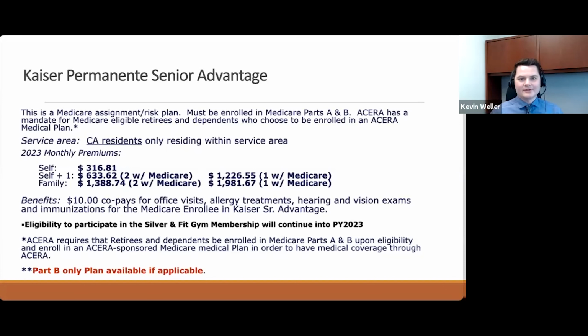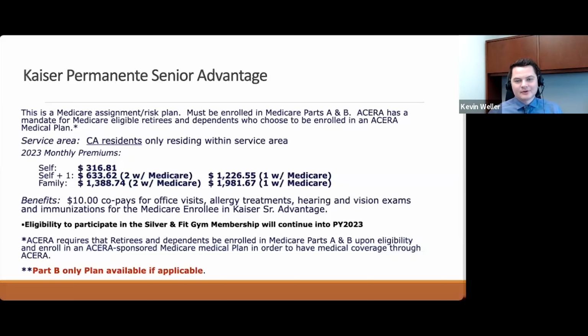So if you have dependents, right? If you have a spouse or another eligible dependent who is Medicare eligible, then your total cost for that plan is $633.62. Now, if you have an eligible dependent, like let's say a spouse or a child that's eligible to be on the plan, and they are under 65, or in other words, not Medicare eligible, then your out-of-pocket cost is $1,226.55 per month, because it is the $316.81 that you pay as the retiree to have the Medicare portion of it, and then the 900 some odd dollars for the dependents enrollment on the plan as well.